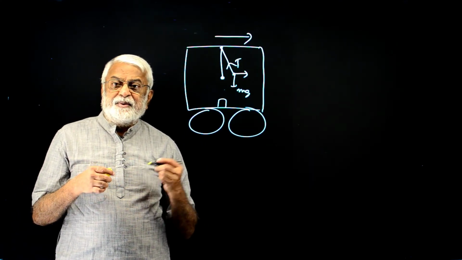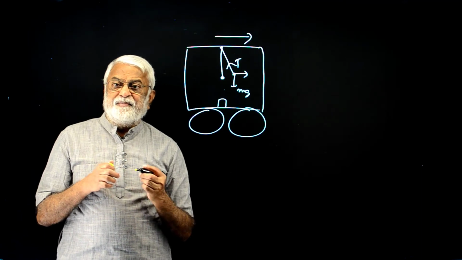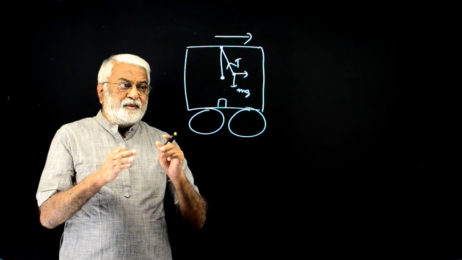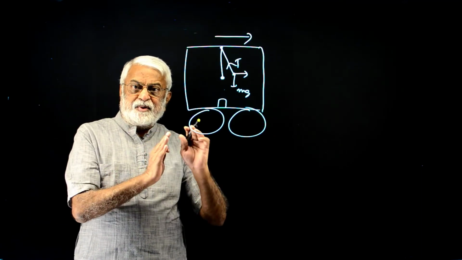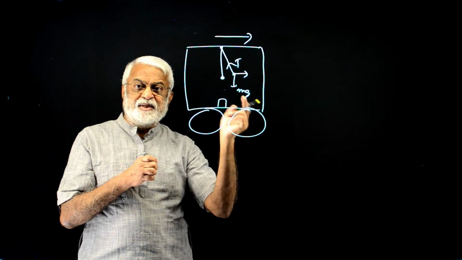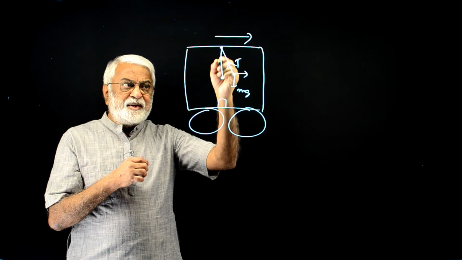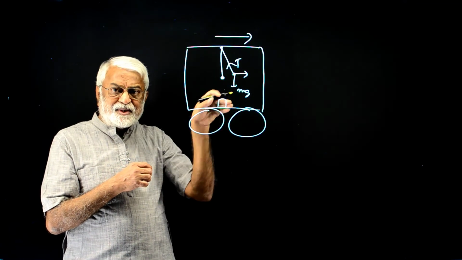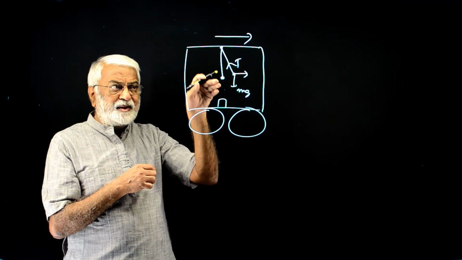Another very familiar thing you know is about acceleration due to circular motion. If this truck were to take a circular turn, traveling with a uniform speed but taking a circular turn, this pendulum would swing sideways. It would oscillate a bit and come to rest. It would be sideways.